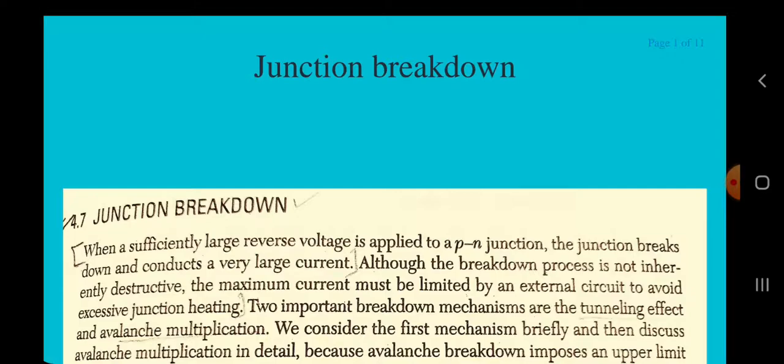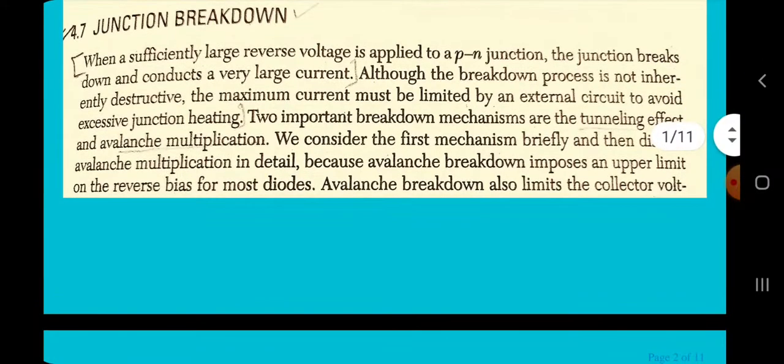We consider the first mechanism briefly and then discuss avalanche multiplication in detail, because avalanche breakdown imposes an upper limit on the reverse bias of most diodes. Avalanche breakdown also limits the collector voltage of a bipolar transistor and the drain voltage of a MOSFET. In addition, the avalanche multiplication mechanism can generate microwave power, as in an IMPATT diode, and detect optical signals, as in avalanche photodetectors. Now we discuss what the tunneling effect is.